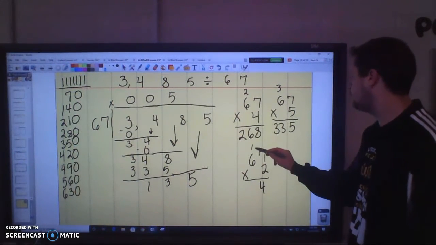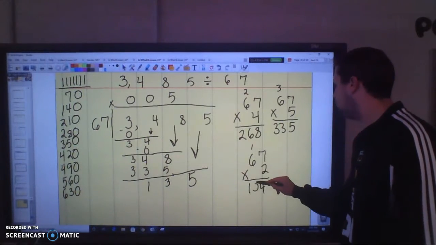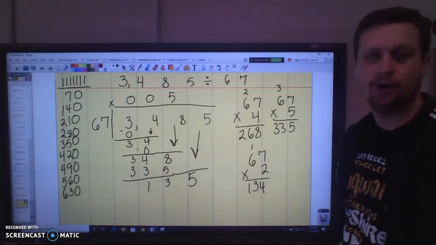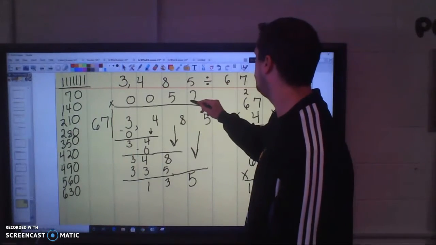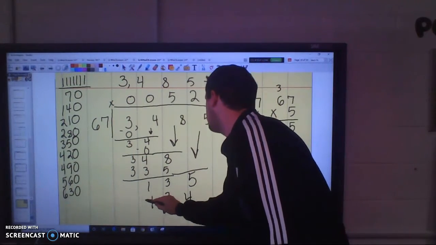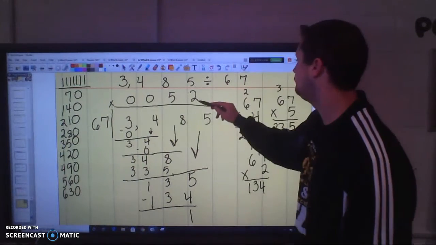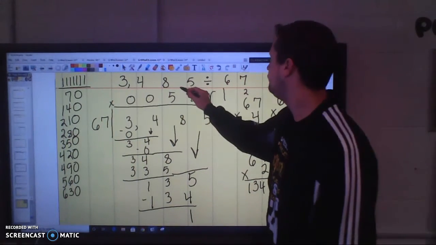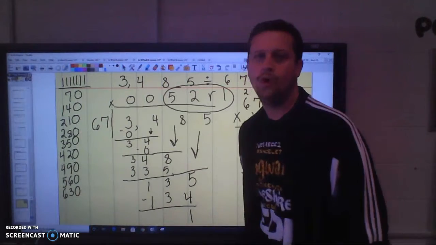6 times 2 is 12 plus 1 is 13. Woo! 134. So 67 times 2 is going to be our best estimate. So 2 and 134 goes down here, and we subtract, and we get 1. So it's 52, remainder 1 as our answer. 52, remainder 1.